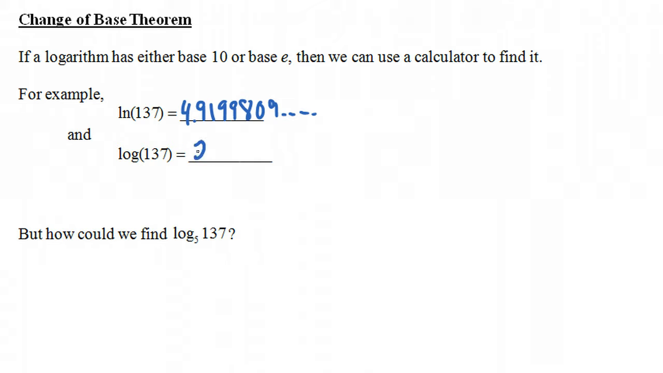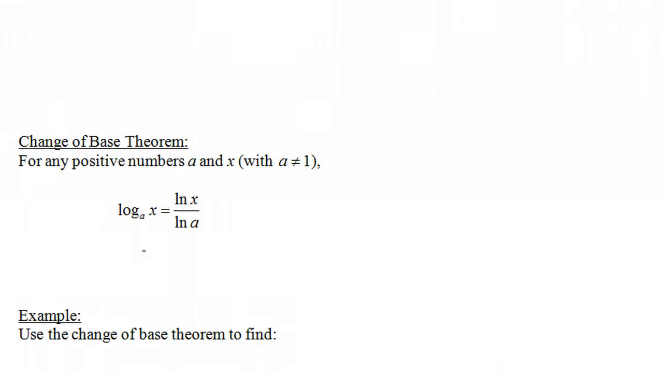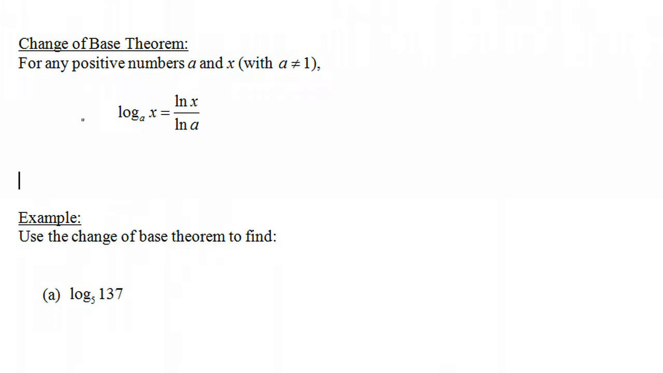And in fact, I did plug this into my calculator and I got 2.13672... Again, it's some crazy decimal that keeps going on and on. But if you took 10 to that power, it would equal 137. But now the question is, how could we find log base 5 of 137? We don't have a log base 5 button on our calculator like we do the natural log and a log base 10 button. So even if we have a calculator, how do we figure out what log base 5 of 137 is? We're going to use what's called the change of base formula. That's the answer, is to use the change of base formula.